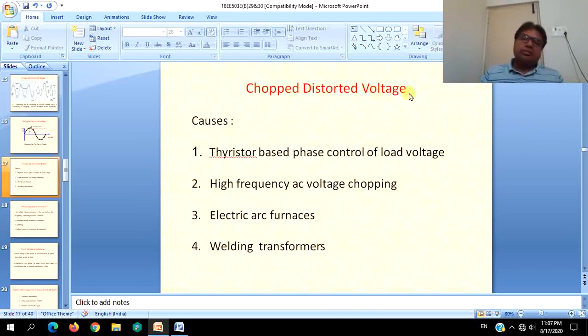The cause for chopped distorted voltage is thyristor-based phase control of load voltage. I have just mentioned it is a phase control technique. High-frequency AC voltage chopping occurs in cycloconverters, electric arc furnaces and welding transformers. These equipments suddenly act as very low impedance when they discharge high currents in the form of arcs. So the voltage will be highly distorted. These are the causes for sharp distorted voltage.